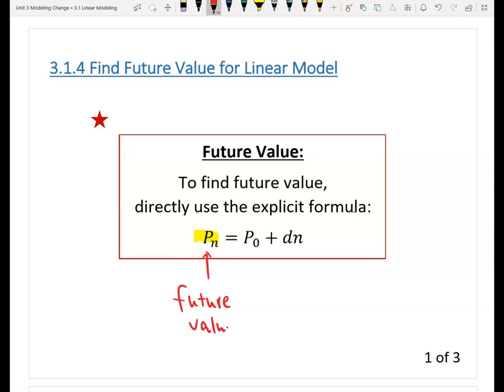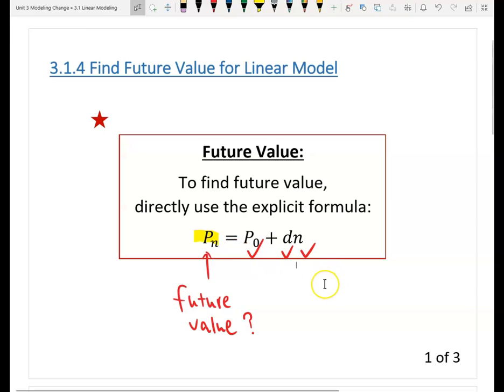And now how to find the future value? If we need to find the future value, what do we need? What is P0? P0 is the initial value. We need where the model starts from. What is D? D is the common difference, which means how fast the model goes up or goes down. And N is how long the time passed. All we need is these three. If we know these three and do the calculation, we can find the value in the future.